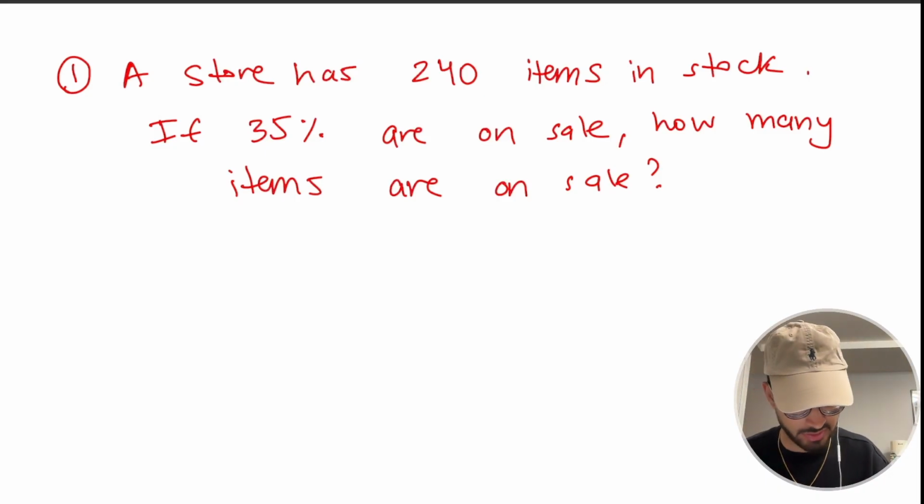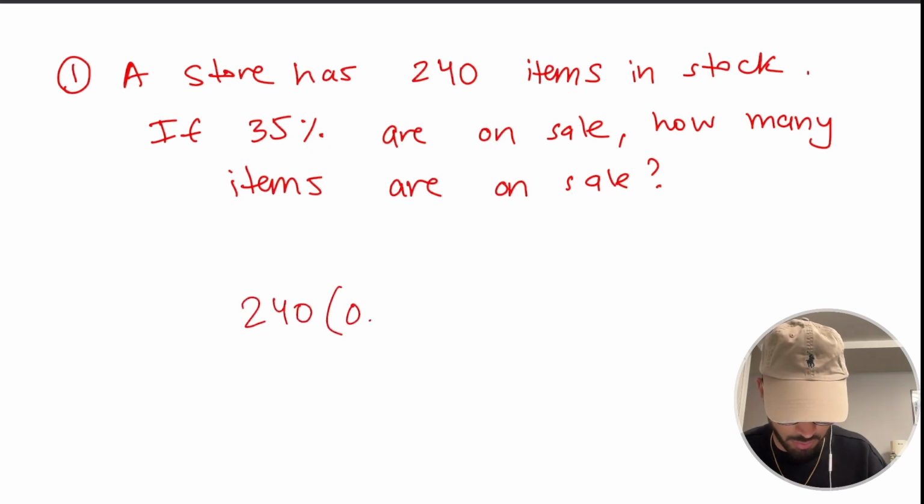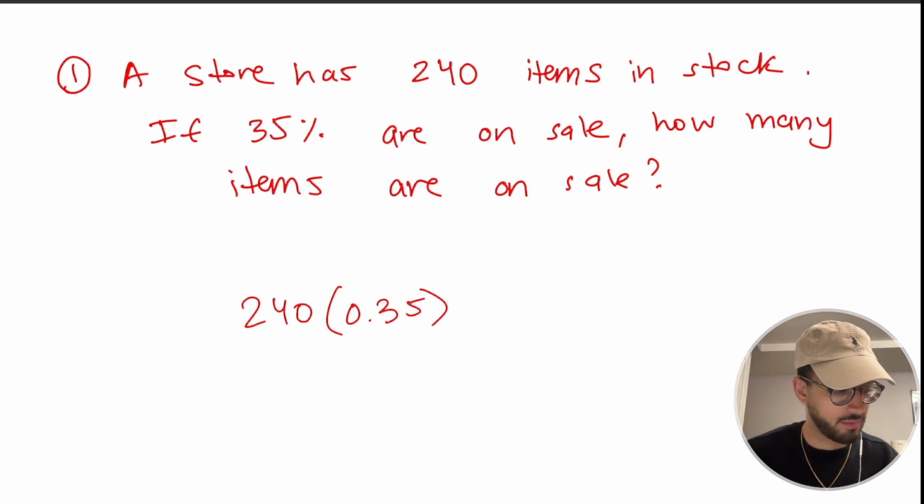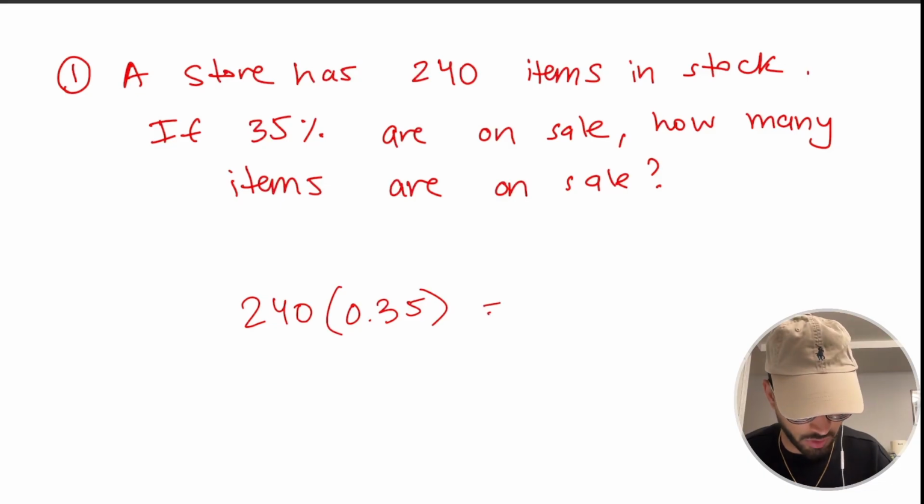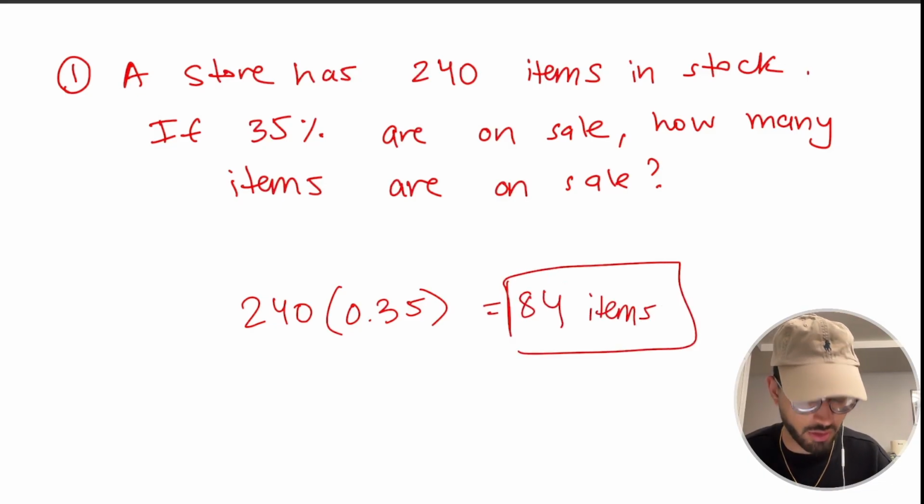This is going to be the simplest example that we will have here. This is going to be 240 times 0.35, which let me just get on my calculator. Let me figure out what that is. 240 times 0.35 will leave you with 84 items being on sale. Okay, so 84 items will be on sale here.